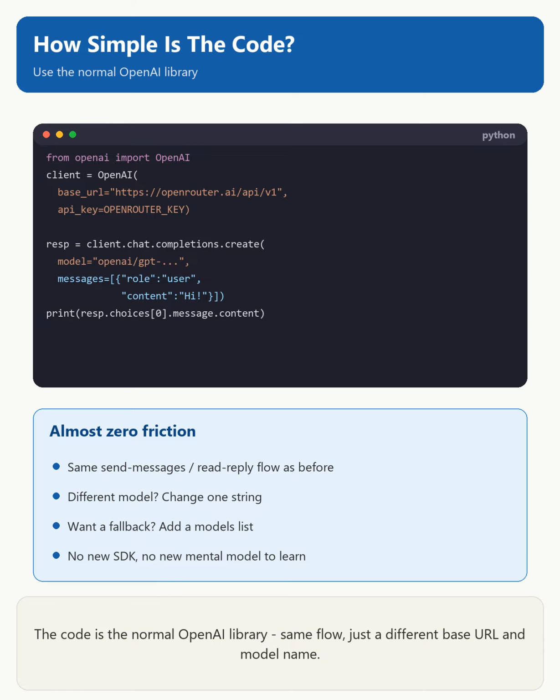Here's how simple the code is. Because it's OpenAI compatible, you use the normal OpenAI library. You set the base address to OpenRouter, pass your OpenRouter key, and choose a model by its name. You send a list of messages and read the reply, exactly like before. Want to try a different model? Just change the model string. Want a fallback? Add a models list. There's no new toolkit to learn and no new mental model. That low friction is the whole point.